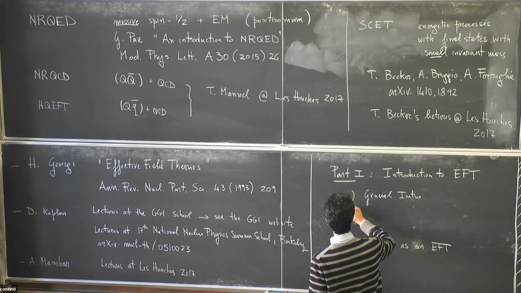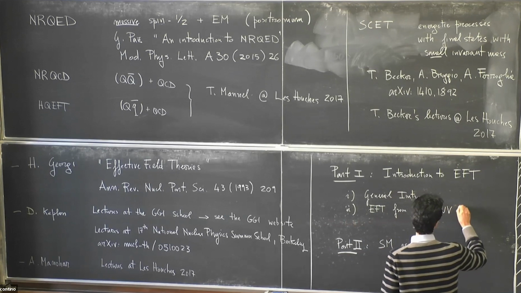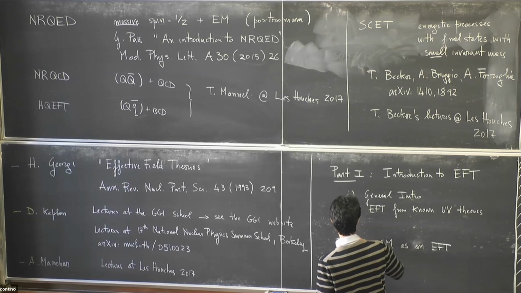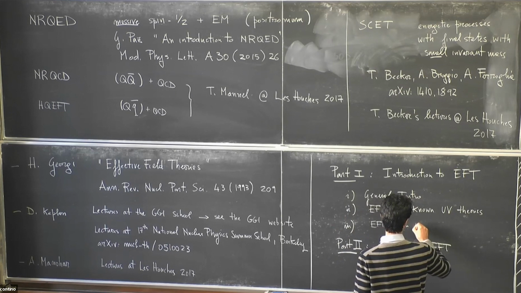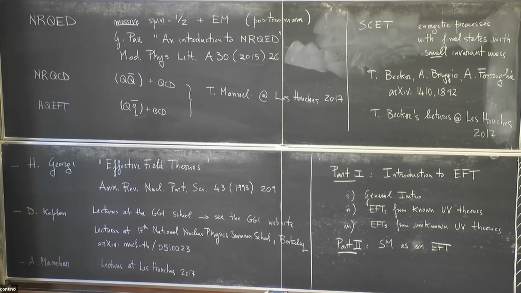That we cover today. Then there will be a discussion about effective field theories from known UV theories. And then there will be a part on effective field theories from unknown UV theories. Because the point is that you can construct an effective theory both if you know the UV, okay? And here we'll discuss today a crucial procedure which goes under the name of matching, because you know both theories and you want to match them in such a way that the effective field theory is tuned to reproduce the low energy limit of the full theory. But effective field theories can also be used when you don't know the UV.